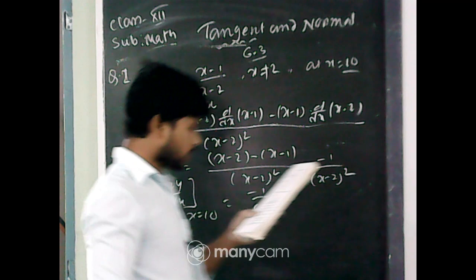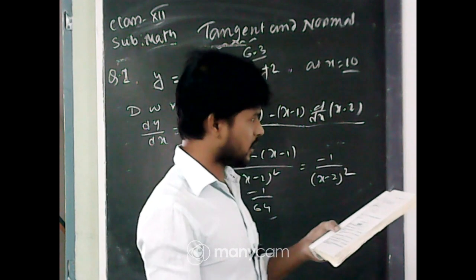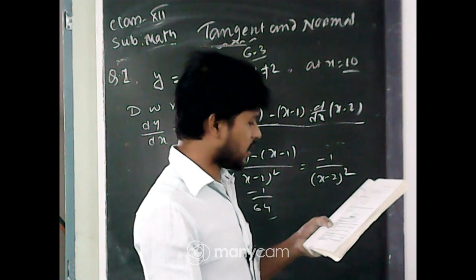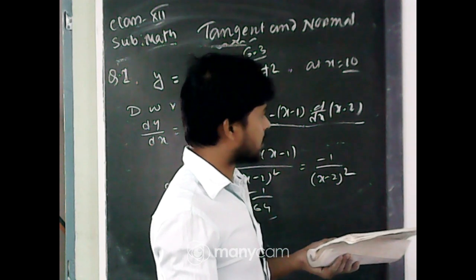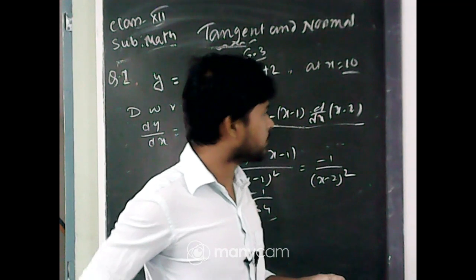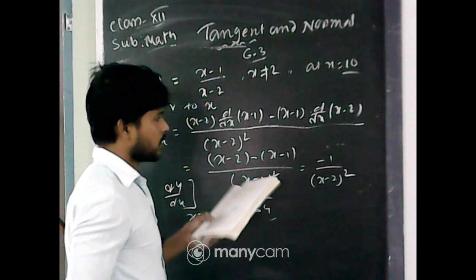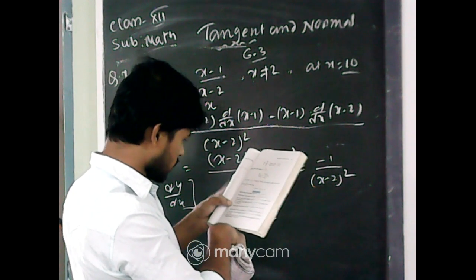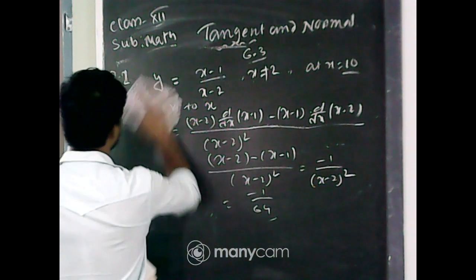Question number 3 is find the slope of the tangent at the point where x coordinate is 2. So can I skip the question? Simply differentiate it and then put x equal to 2. Can I skip the question so that you can do it by yourself? Now question number 4 is also the same. I am doing question number 5 now.